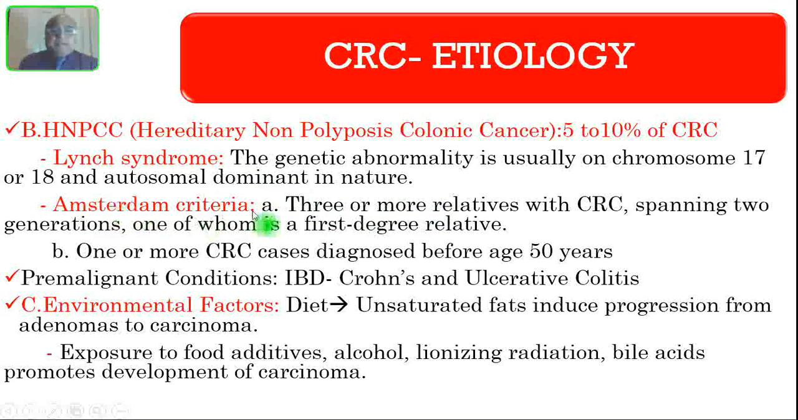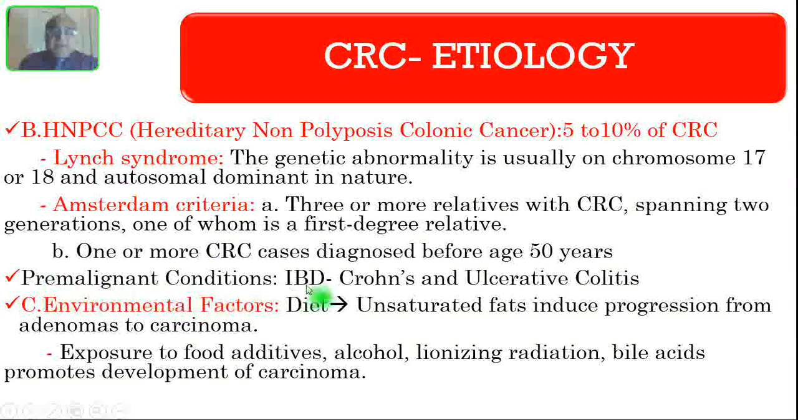The Amsterdam criteria says that there should be 3 or more relatives with colorectal cancer spanning over 2 generations, and one of whom must be a first degree relative. And 1 or more colorectal cancer cases diagnosed before the age of 50 years. So these are the 2 criteria to confirm the patient has HNPCC or Lynch syndrome.